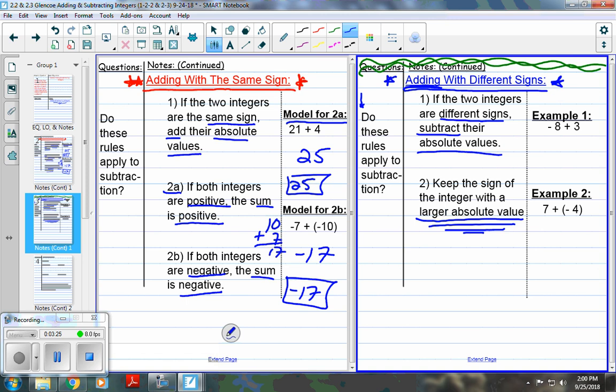So negative 8 plus 3, example 1. They are different signs, so we're going to have to do 8 minus 3, their absolute values. You get 5. The larger absolute value of these two was negative, so the answer is negative 5. All right, let's try example 2. Oh, they're different signs, so we're going to have to subtract their absolute values. We get 3. And the larger absolute value is 7, not negative 4, so our answer is a positive 3.